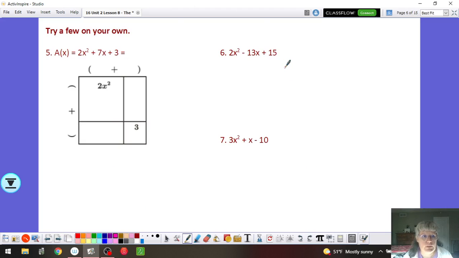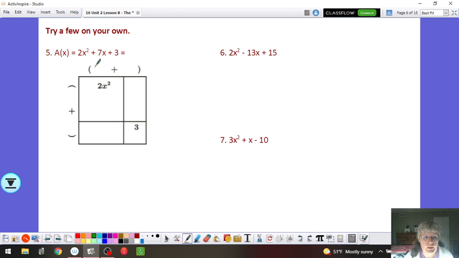So we're only going to take a look at examples 5 and 6. That's as far as we got in class. And we're going to complete our factoring. So again, we have a partially completed diagram for number 5. We have 2x squared in the top left. We have 3 in the lower right.